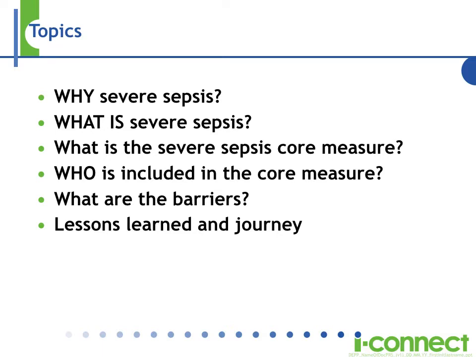We are today going to cover the definitions of sepsis and severe sepsis. We're going to talk about the elements of the sepsis core measure and where those elements come from. We're going to talk about the denominator of the core measure, mainly, in other words, who is included in the core measure. And then finally, we're going to talk about the barriers to successful provision of standard of care treatment for these patients and lessons learned that we've gained from our experience at Moses Taylor Hospital.